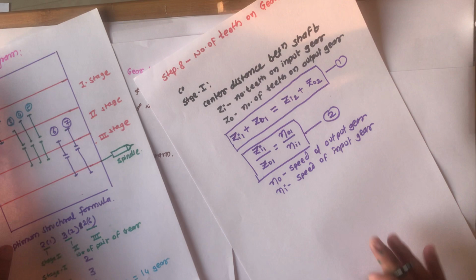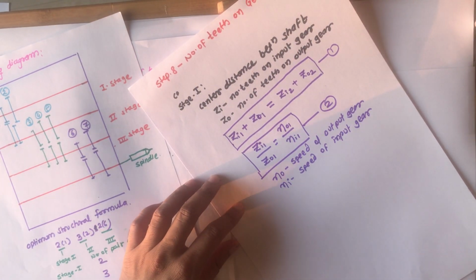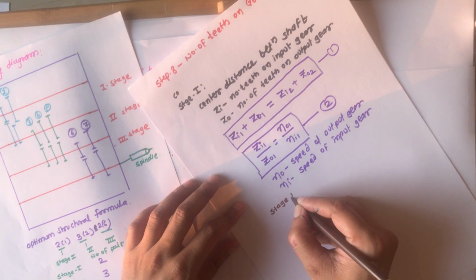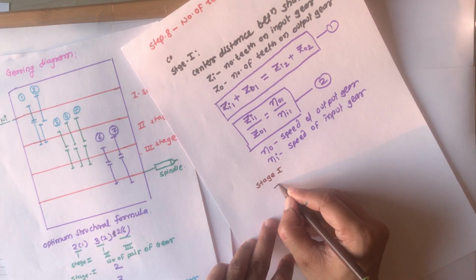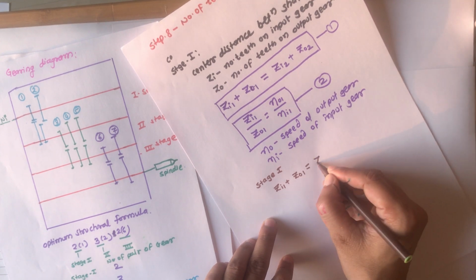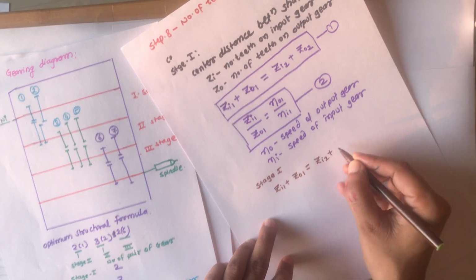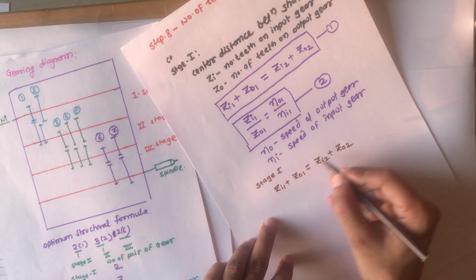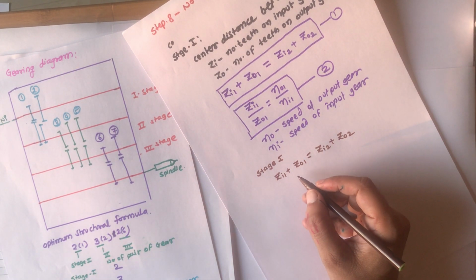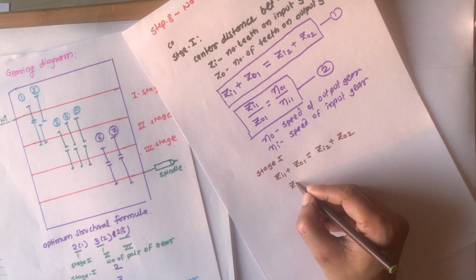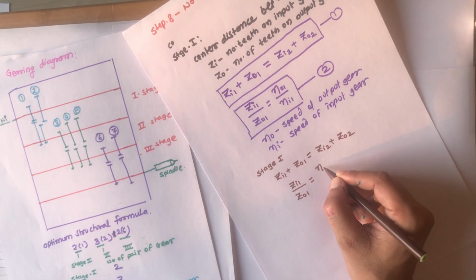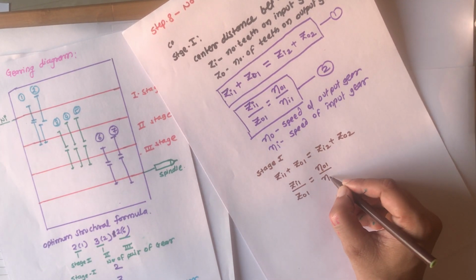Now let's take stage 1. In stage 1, ZI1 plus ZO1 is equal to ZI2 plus ZO2, that is the center distance formula. And the next relation is ZI1 upon ZO1 is equal to the speed of output 1 upon the speed of input 1.